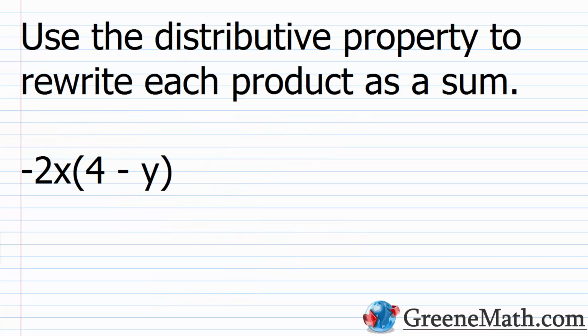All right, so let's look at a sample problem. We want to use the distributive property to rewrite each product as a sum. We have negative 2x multiplied by the quantity 4 minus y. All we're going to do is just distribute. So this is going to get distributed to each term inside the parentheses. Negative 2x multiplied by 4 is negative 8x. And then negative 2x multiplied by negative y would be positive 2xy. So this turns out to be negative 8x plus 2xy.